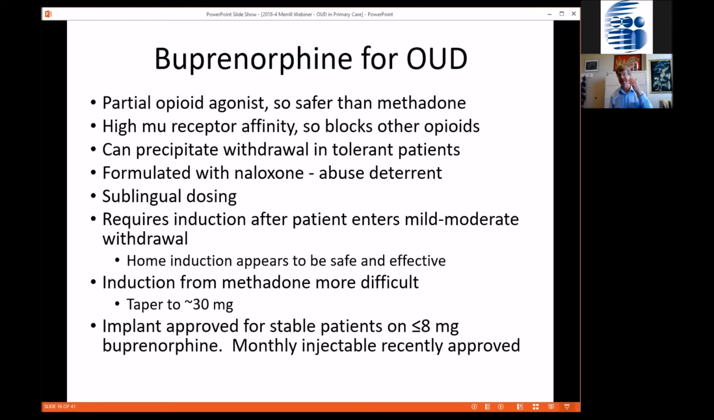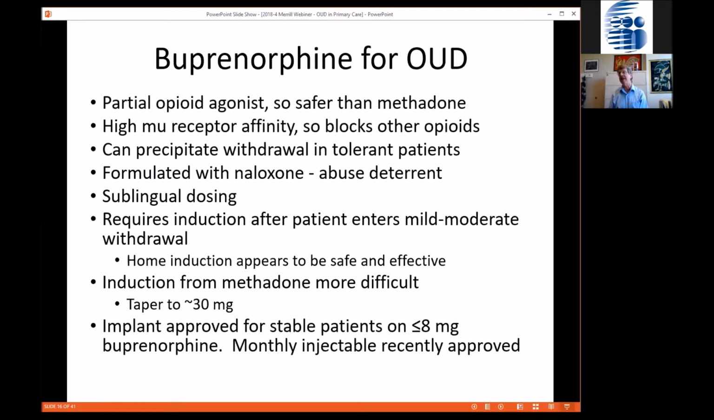But it also means that if you're on a full opioid and you're feeling okay, you're not in withdrawal, and you take buprenorphine, it can displace the other opioids and turn the receptor down and cause what we call precipitated withdrawal in patients who are tolerant to opioids. So you can't just start it until someone has some withdrawal.